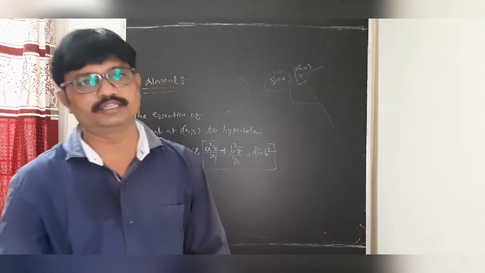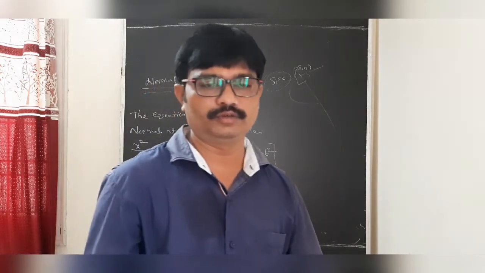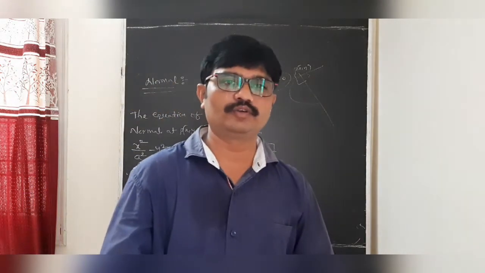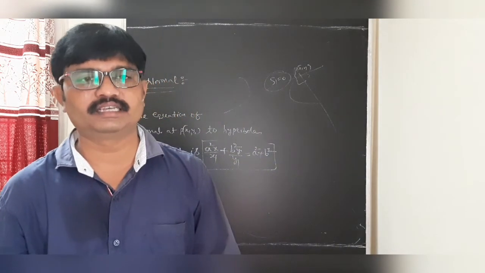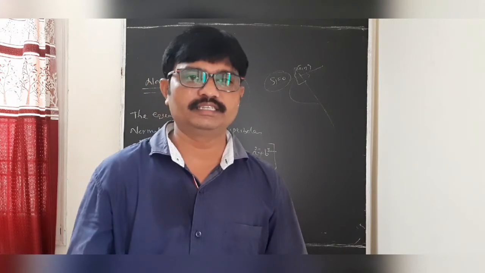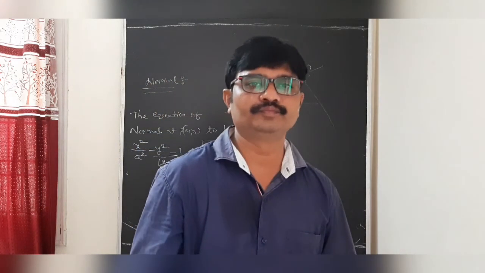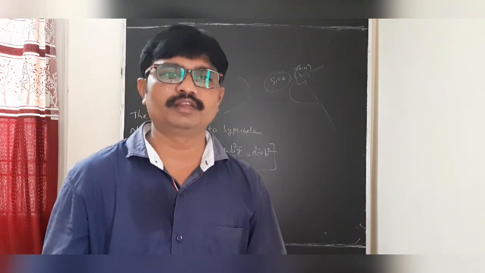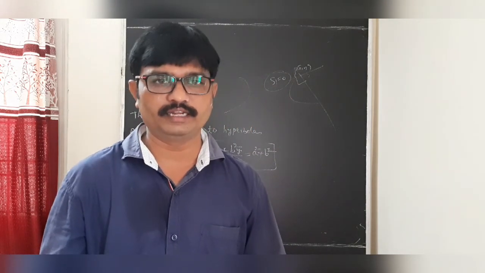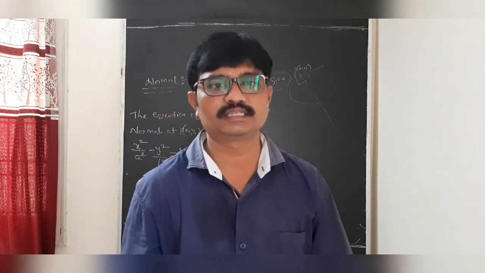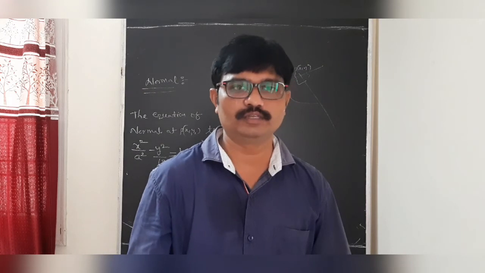Okay students, today we discussed the auxiliary circle, x square plus y square equal to a square, and the director circle, x square plus y square equal to a square minus b square. Also the tangent condition: the line y equal to mx plus c is a tangent to the hyperbola if c square equal to a square m square minus b square. The tangent is y equal to mx plus or minus root of a square m square minus b square.